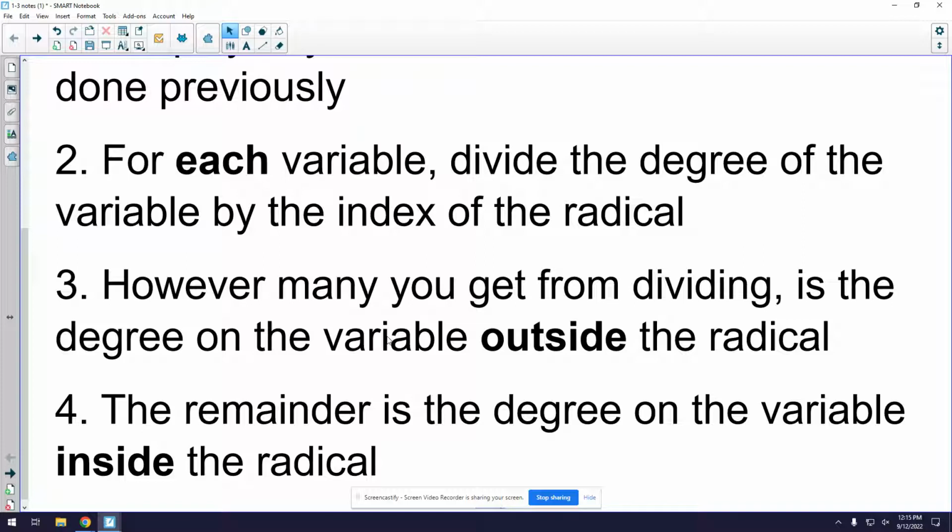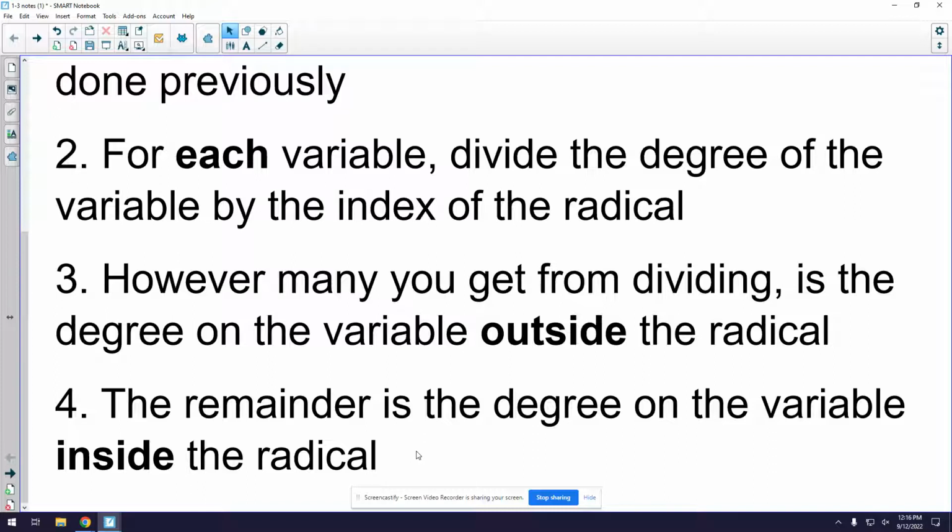If underneath you have maybe a square root, you have x to the 6th, well, 6 divided by 2 is going to give you 3. That means outside of the root is going to be x to the 3rd. Anything that is a remainder, so 6 was divisible by 2, but maybe instead of 6, you had 7. 7 is not divisible by 2, but you have 3 with 1 left over. Anything left over goes on the inside of the radical. Similar to the last lesson, if you have other ways to get the right answer, perfectly fine as long as you get the right answer.